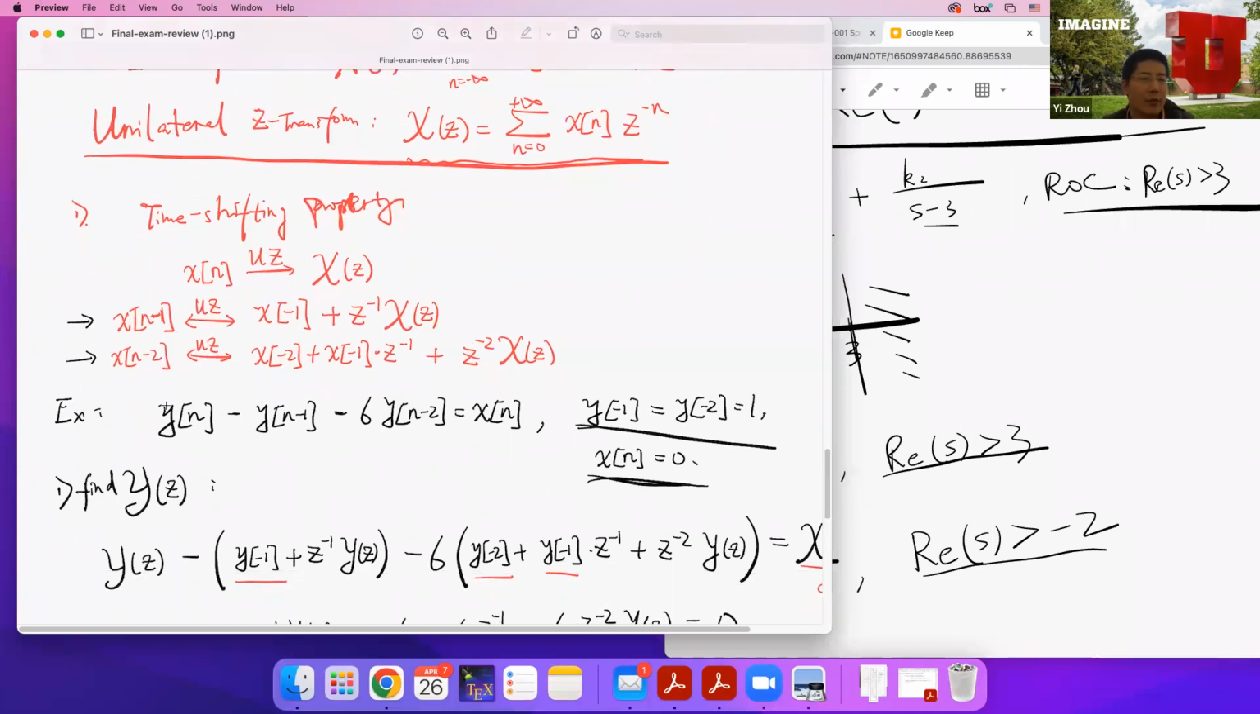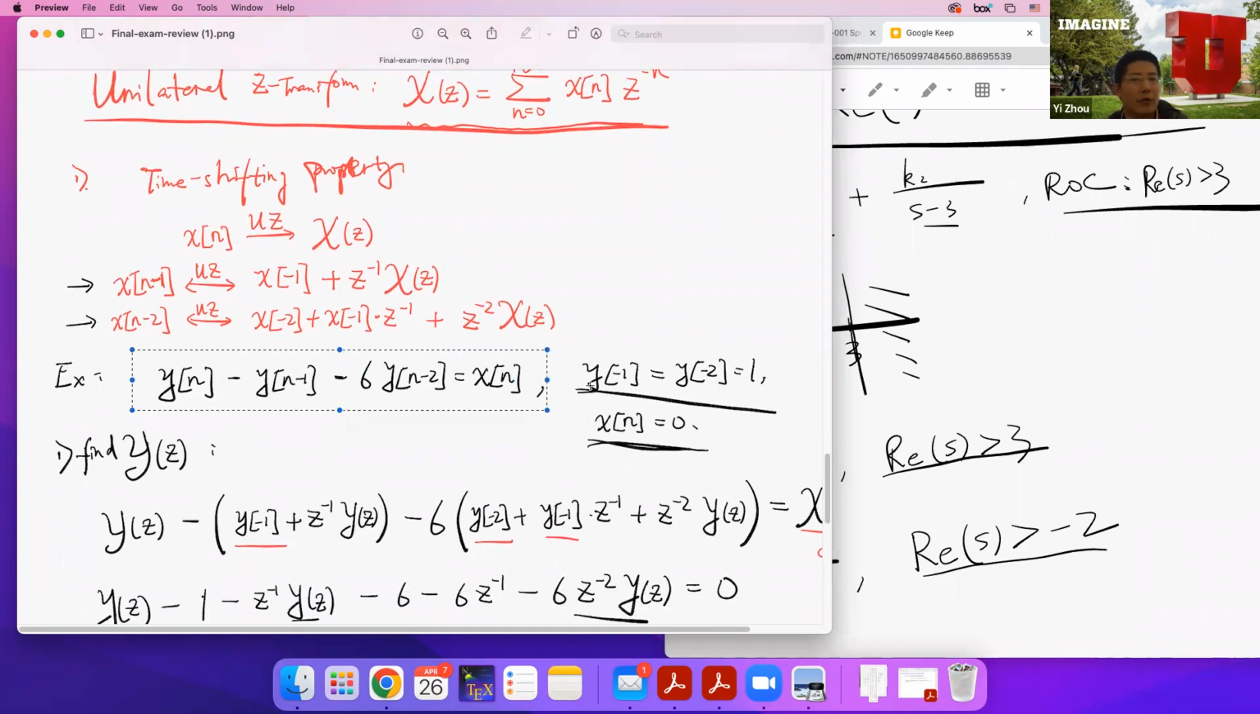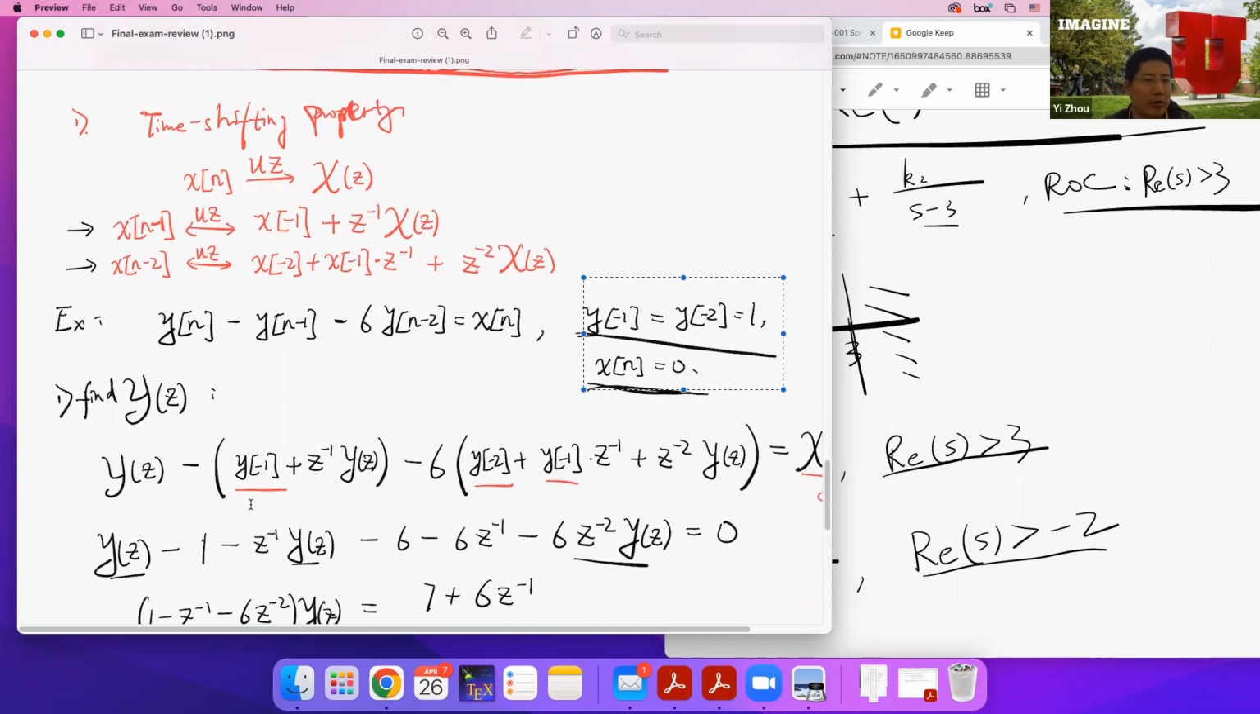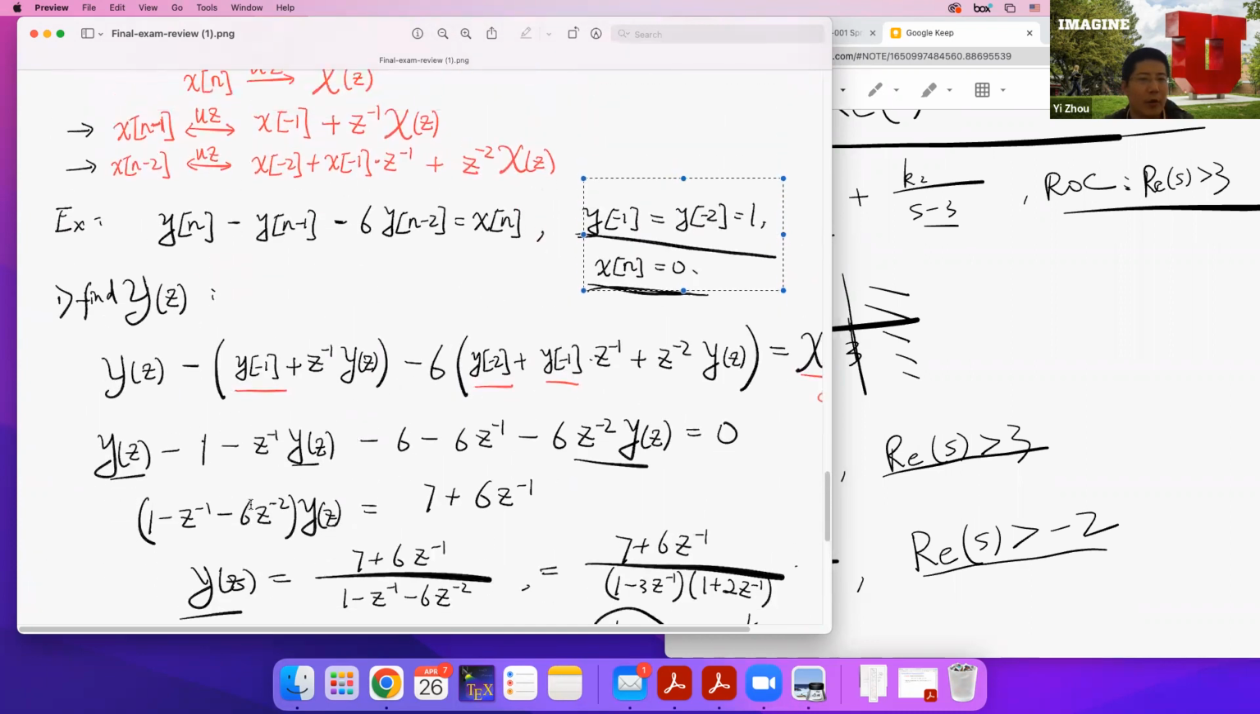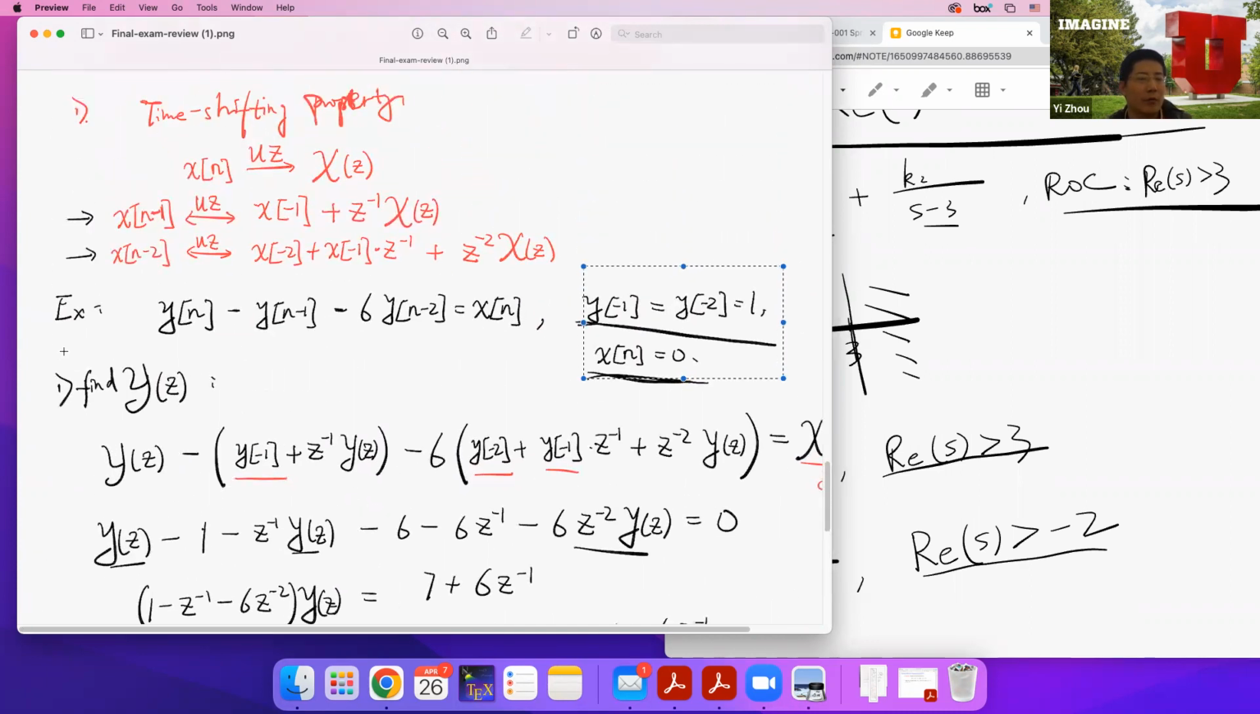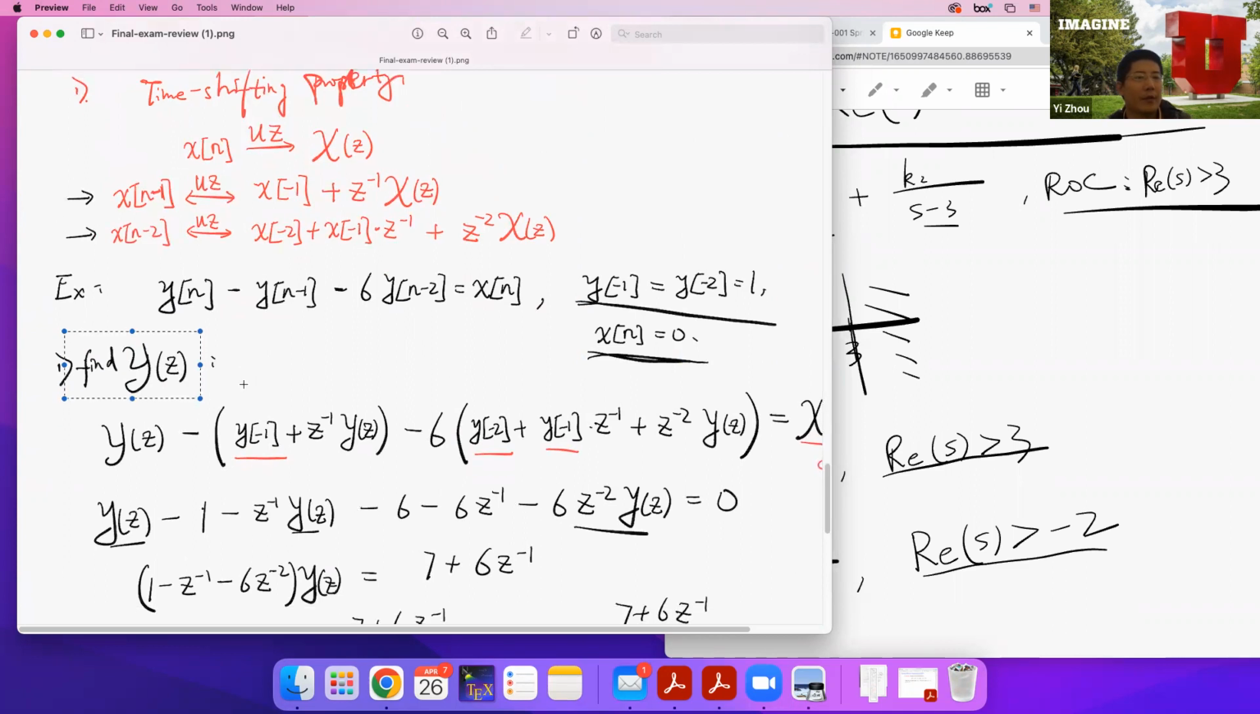So here is an example, like given this difference equation with these initial conditions, find out, there are several parts. Let's go over them one by one. The first question is to find the unilateral Z transform, Y(z). And then you just take the unilateral Z transform on both sides. Okay, y[n] gives Y(z). This is the unilateral transform.